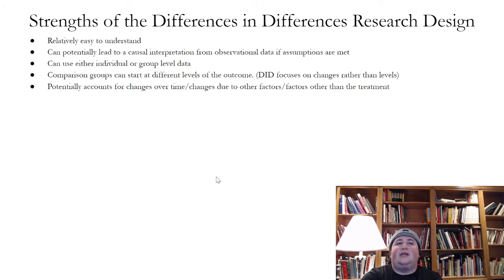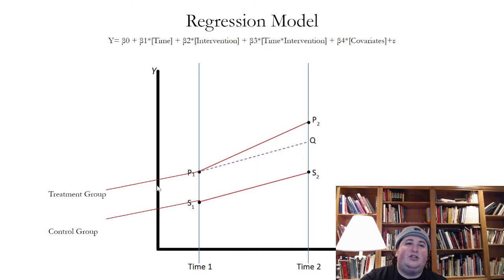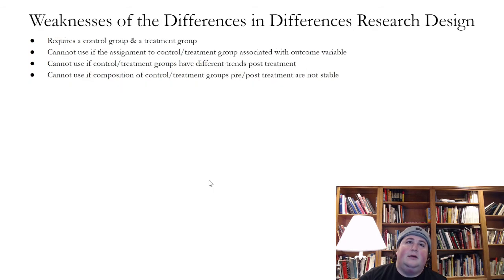And then you potentially account for changes over time and changes due to other factors, right? Because both the treatment group and the control group are moving through time, anything that affects them would have to affect the treatment group differently than the control group in order to mess up the experiment. And so that does help, right? Because if it's a large study, hopefully things that happen over time will affect both groups pretty similarly. Okay, the weaknesses.